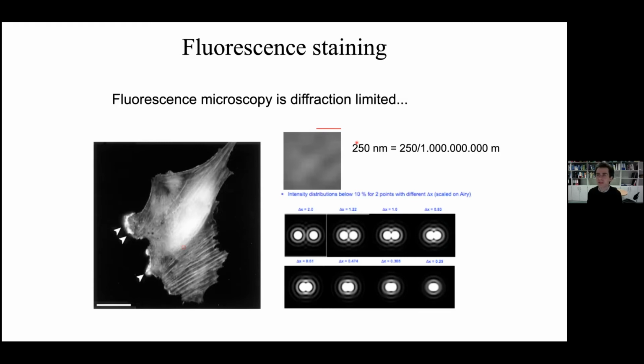So that's bad, because then we say, okay, fluorescence is nice because it allows you specific labeling, but then our resolution is poor compared, for example, to electron microscopes or atomic force microscopes, which I showed you earlier.